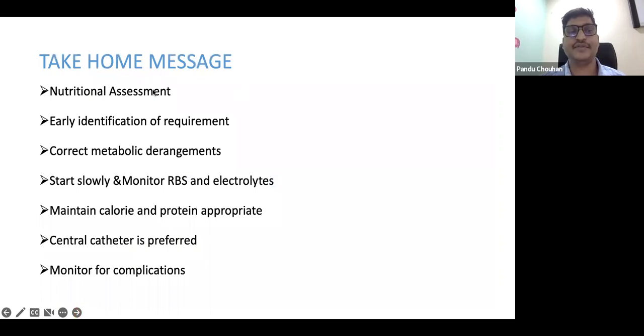So, the take home message. Nutritional assessment and calculation of the calories is important. Early identification of the requirement of TPN and aggressive initiation. Correct metabolic derangement if present. Start slowly, monitor RBS and electrolytes at the initiation and titrate gradually. Maintain calorie and protein appropriately. If you are providing adequate protein but not adequate calories, the protein will be utilized for calories but doesn't lead to growth. So it's very important to maintain the calorie and protein balance. Central catheter is preferred. It allows higher concentration, lower volumes, and is also good for prolonged TPN. Monitor for complications while the child is on TPN.